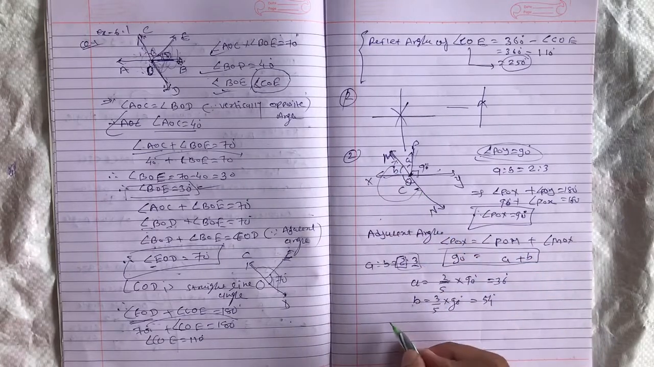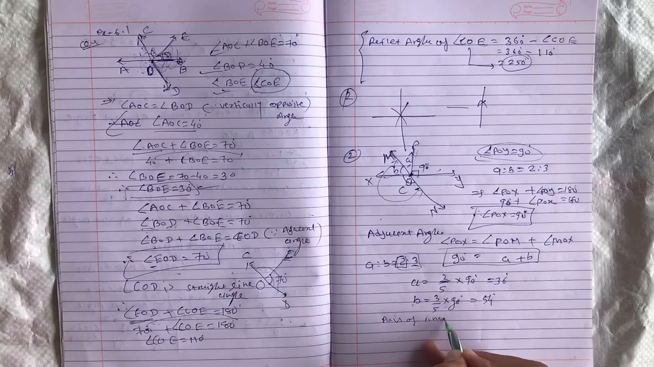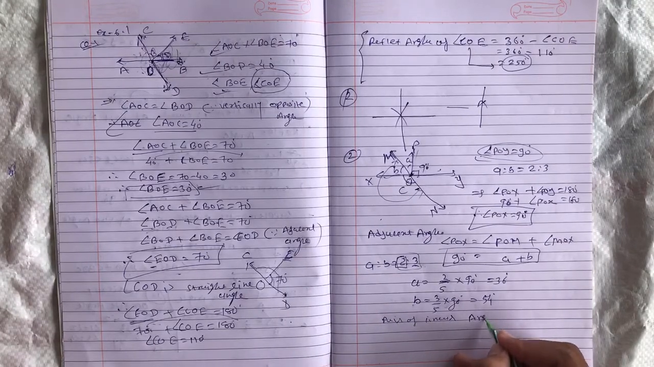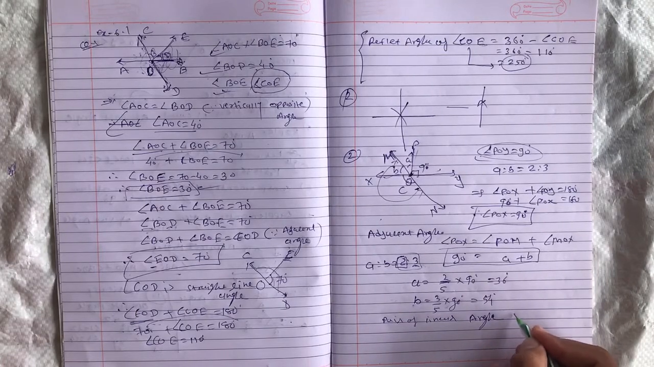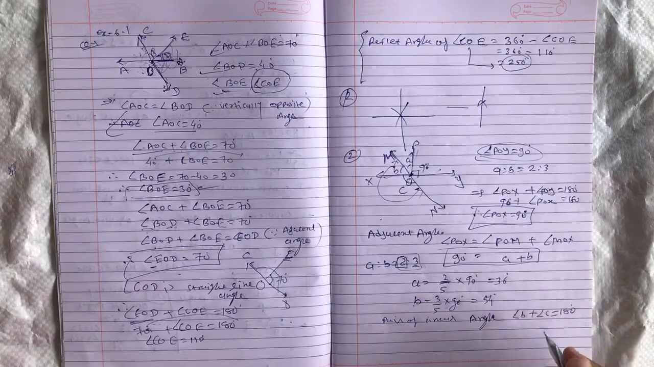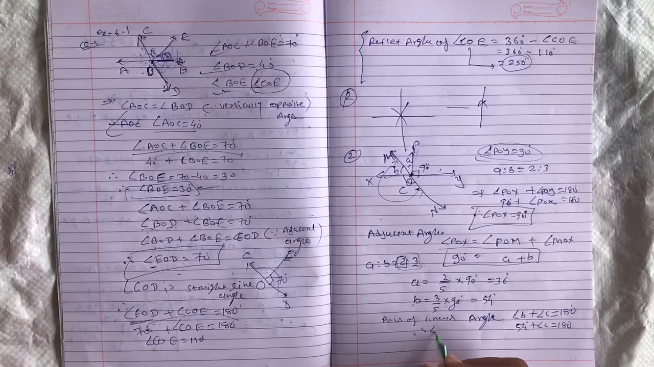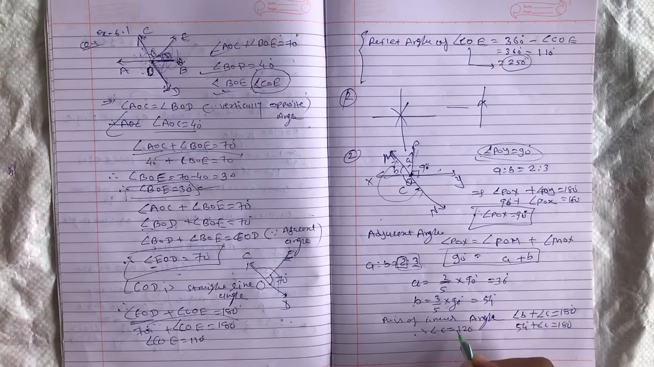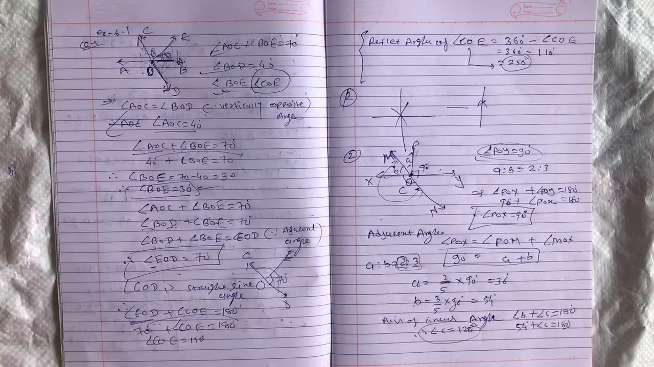which type of angle? A straight line angle, therefore a linear pair of angles. Angle B plus angle C is equal to 180. In place of angle B we put 54, then angle C is equal to 180 minus 54. Therefore angle C is equal to 126. So in this way we have to solve this question.